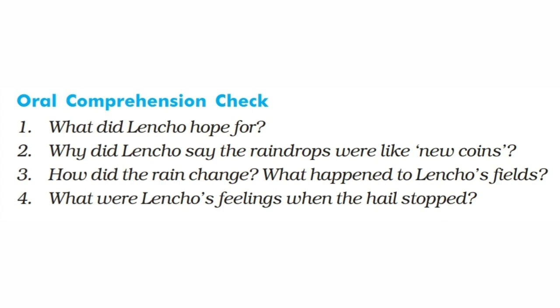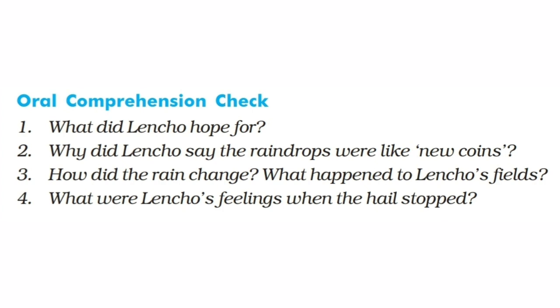How did the rain change what happened to Lencho's fields? The rain was pouring down, but suddenly a strong wind began to blow, and very large hailstones began to fall along with the rain. The hail rained on the valley for an hour, because of which Lencho's fields were destroyed. There was not a single leaf left on the trees, and the flowers were gone from the plants. The corn was completely destroyed.